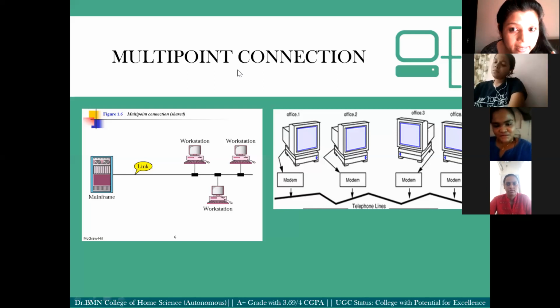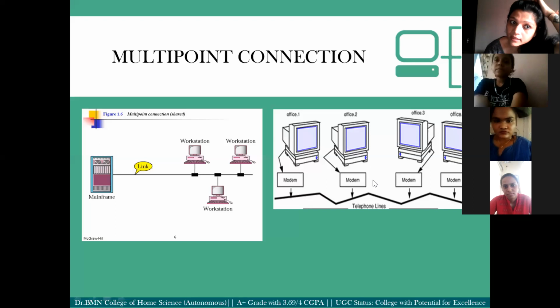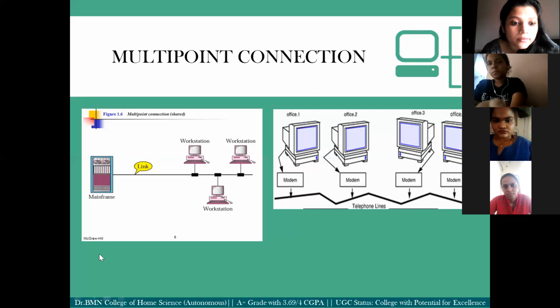Now when you see the right side image, there is one telephone line and multiple modems which are connected. These modems are connected to various offices. So one line is utilized by so many modems. This is multi-point connection. Is that understood, everyone? Point-to-point and multi-point connection. Yes, ma'am.